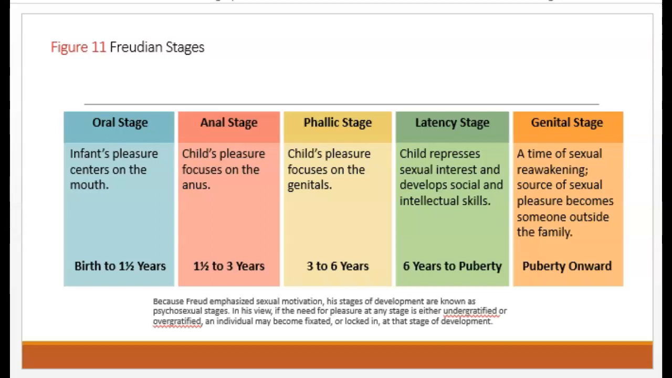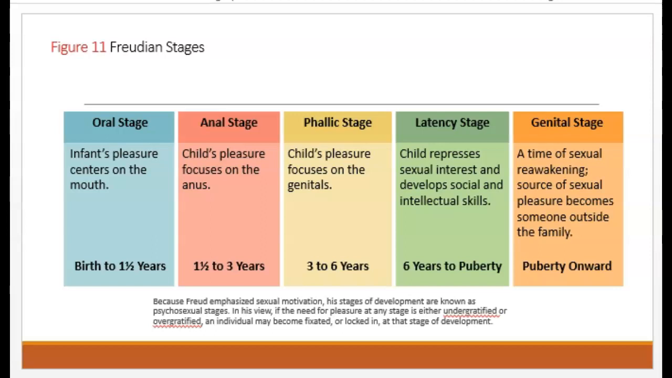This is where we get the term anal retentive from, or sometimes we now say things like, "Oh, I'm just really anal about the way I fold my towels." We get that expression from Freud. The next stage is the phallic stage, and this is the stage where children start paying attention to their genitals. It's a time of self-exploration and gender identity.